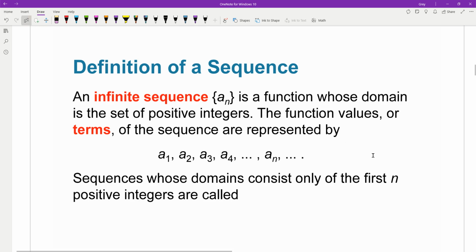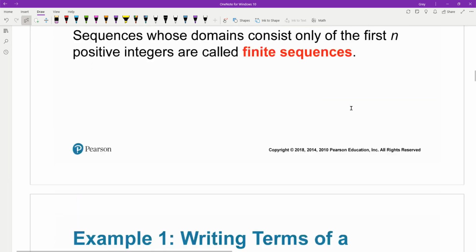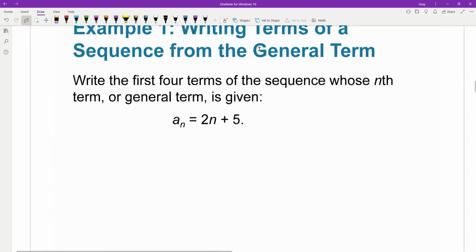Now, if that domain is fixed, then we have a finite sequence. So an infinite sequence goes on forever and ever. A finite sequence is one that ends. So this is what you've got to be able to do: write the terms of a sequence from a general term. This is a general term.